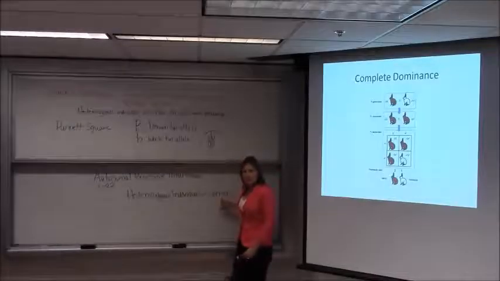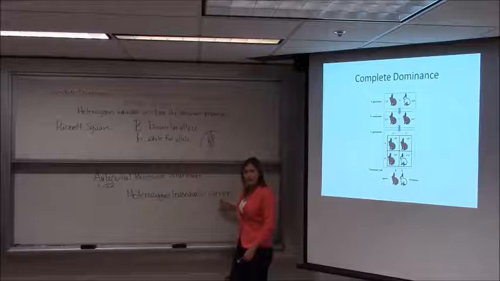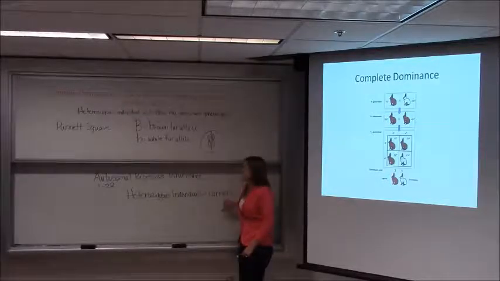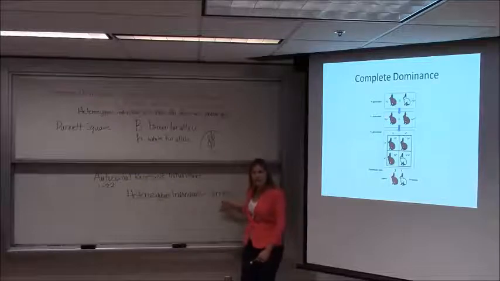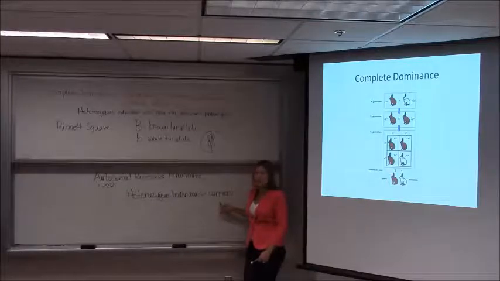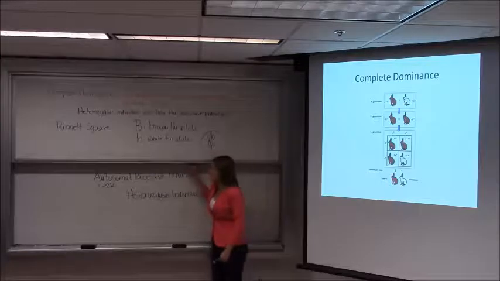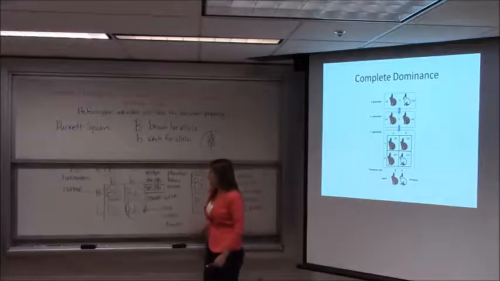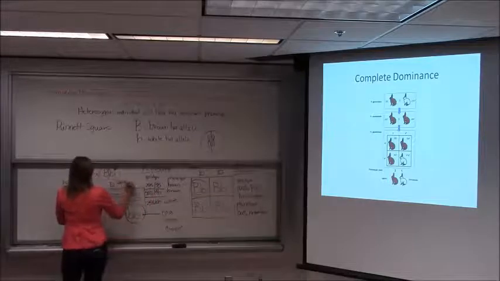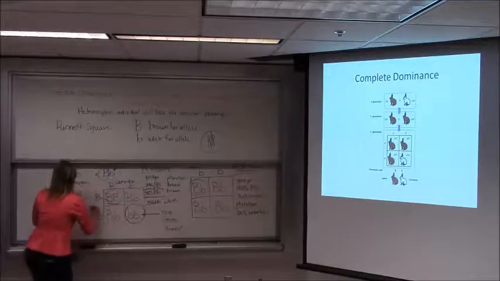Carriers. This is significant when we're talking about human genetic disorders. Because if two carriers mate and they don't know that they're carriers because no one in their family has had an offspring, a child that has this disorder, it can be really bad. Because this is what will happen. This would be carrier mating with carrier.